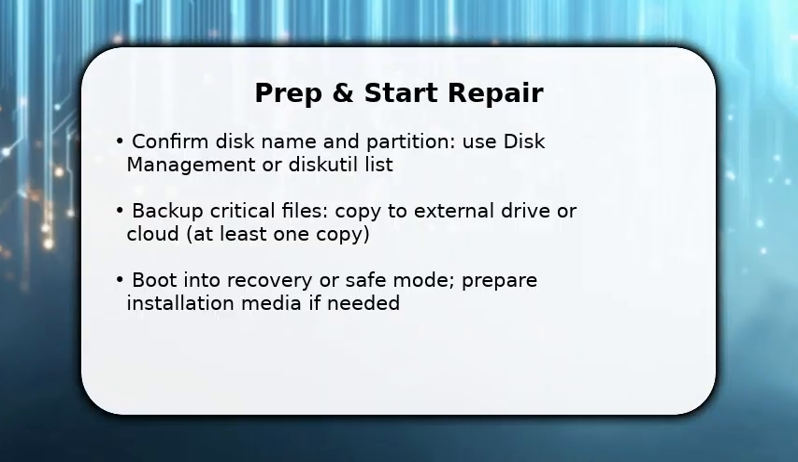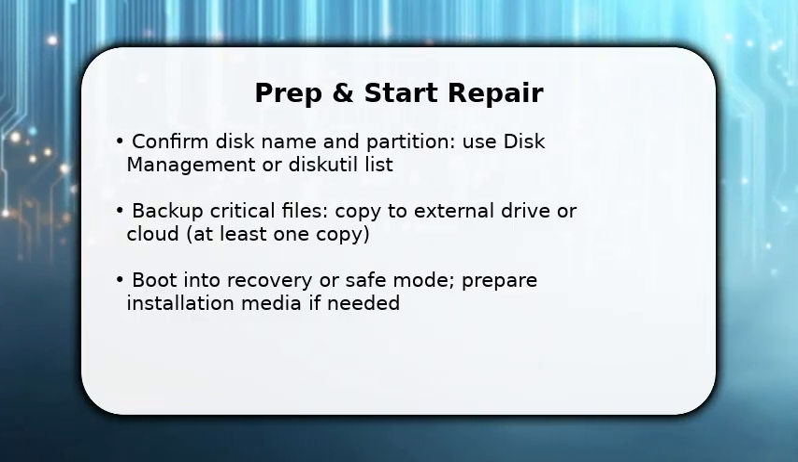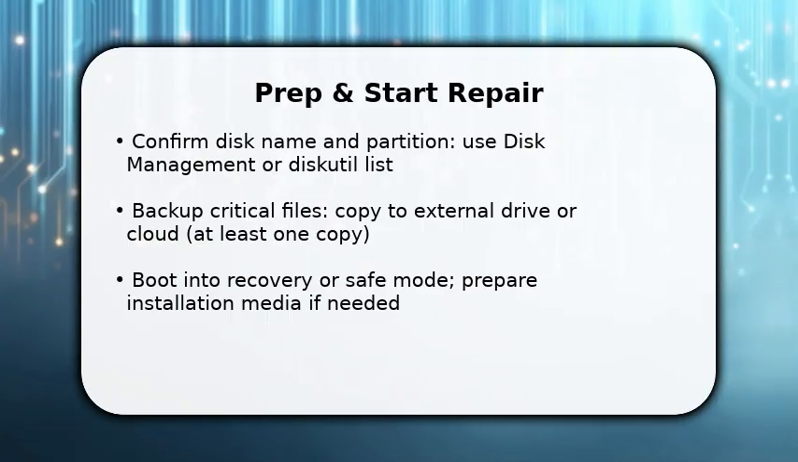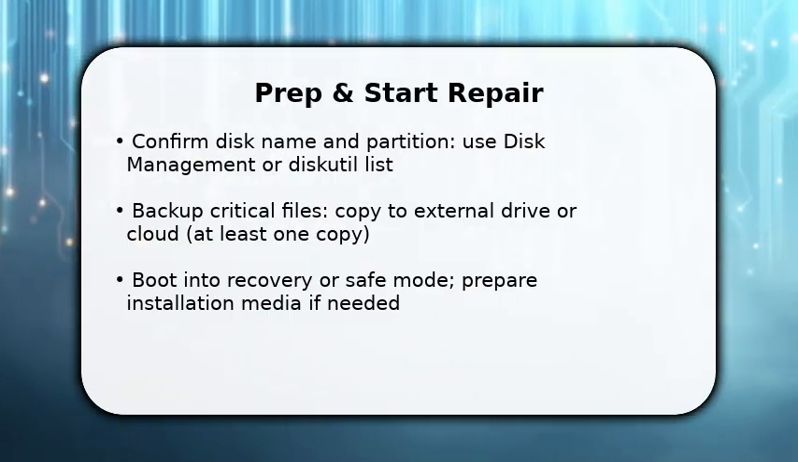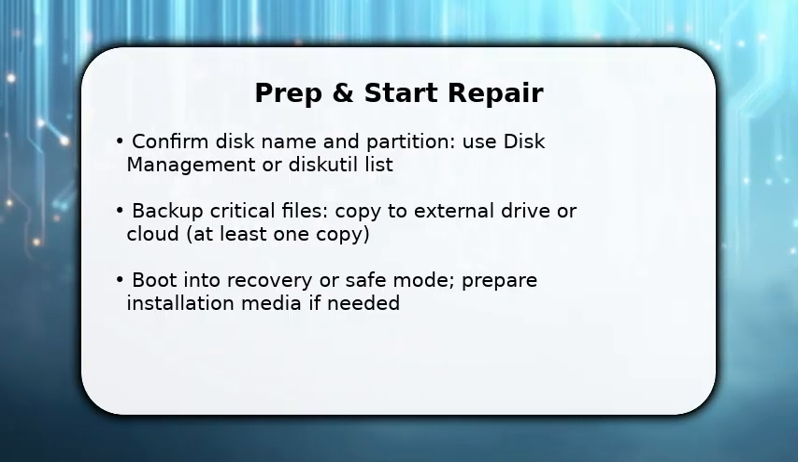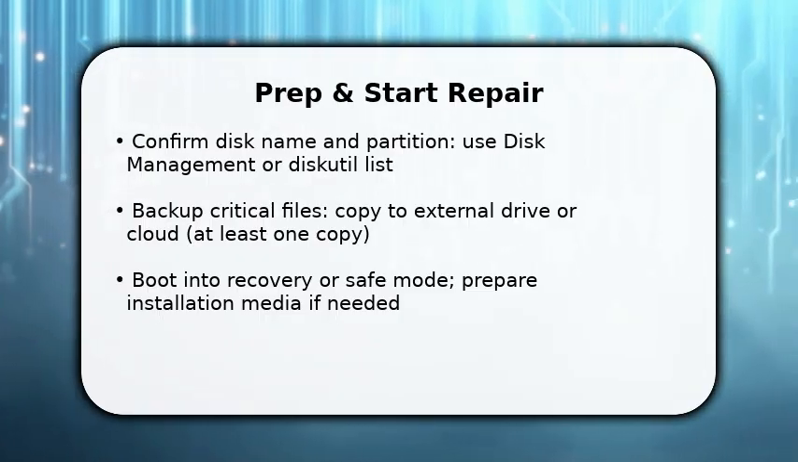You begin by identifying the exact disk and making a quick backup. Do that first so you can act safely. Once you know the disk identifier and have an external copy, reboot into recovery or safe mode to avoid write conflicts. Make sure to have admin credentials and, if necessary, a USB installer ready.